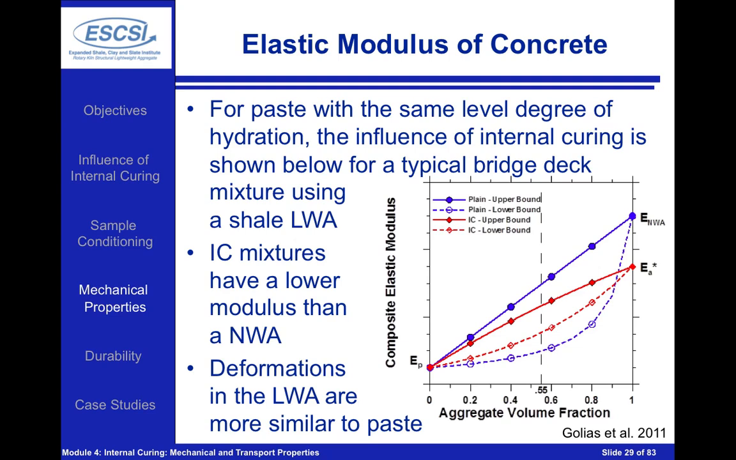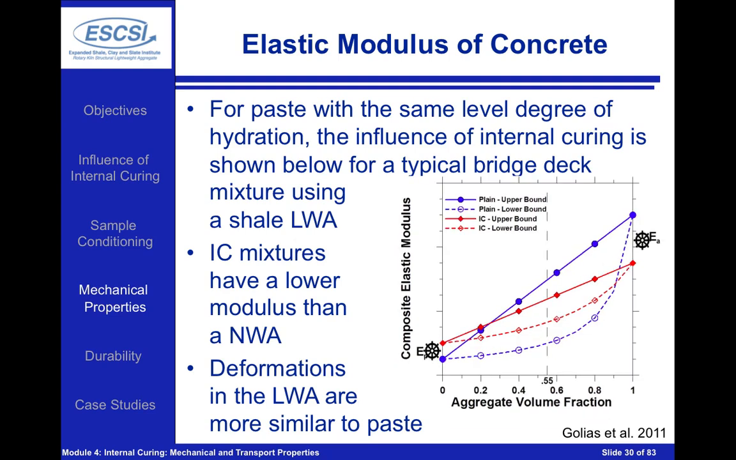And what we'll see here is that since the modulus of the aggregate is actually becoming slightly lower, what we're going to notice is the overall modulus inside of our internally cured concrete would be expected to be slightly lower as well. Now, the interesting part about this is this assumes that the paste is the same in these systems, and what we typically see, again, is more hydration in the paste.